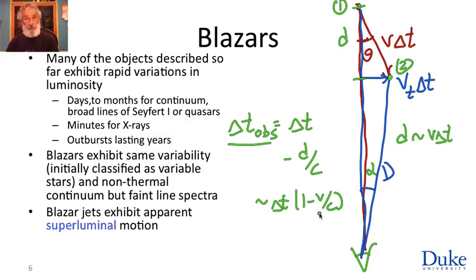That factor can be quite small if v over c is significant, and as a result, we can conclude that the object is moving faster than light if we fail to take this into account. So superluminal motion is not something that happens. Apparent superluminal motion is characteristic.